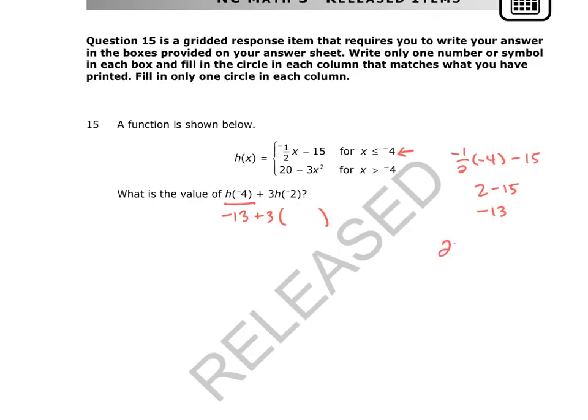So that would be 20 minus 3 times negative 2 squared. So that'd be 20 minus 3 times 4, or 20 minus 12, which is 8. So negative 13 plus 3 times 8, which is 24. 24 minus 13 is 11. So that would be 11.